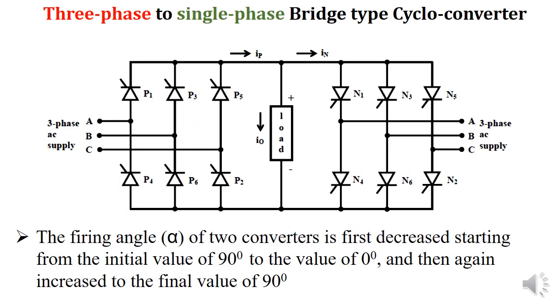Now let's discuss the operation of a 3-phase to single phase bridge type cycloconverter in detail. Here the basic principle of operation is that the firing angle alpha of the 2 converters, the positive converter as well as the negative converter, is first decreased starting from an initial value of 90 degrees. That is, initially the firing angle is set at 90 degrees, then it is decreased to 0 degrees, then again it is increased to a final value of 90 degrees. Let's see how.